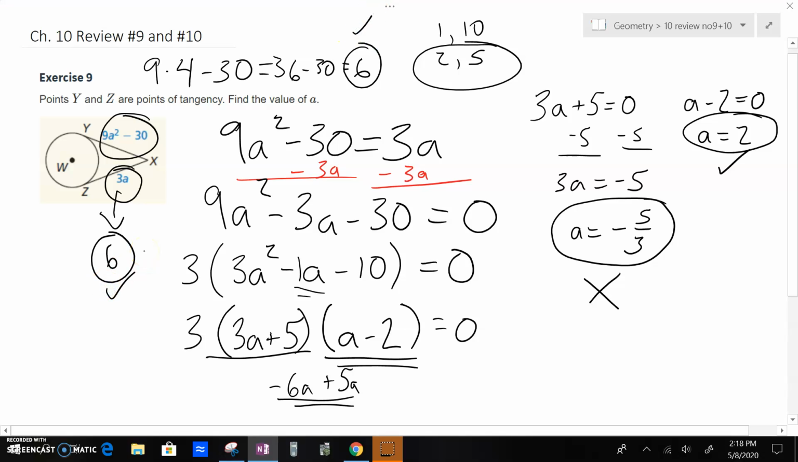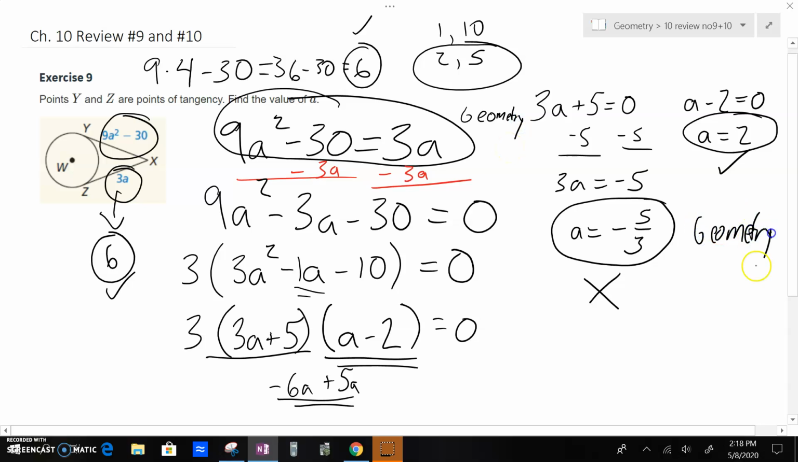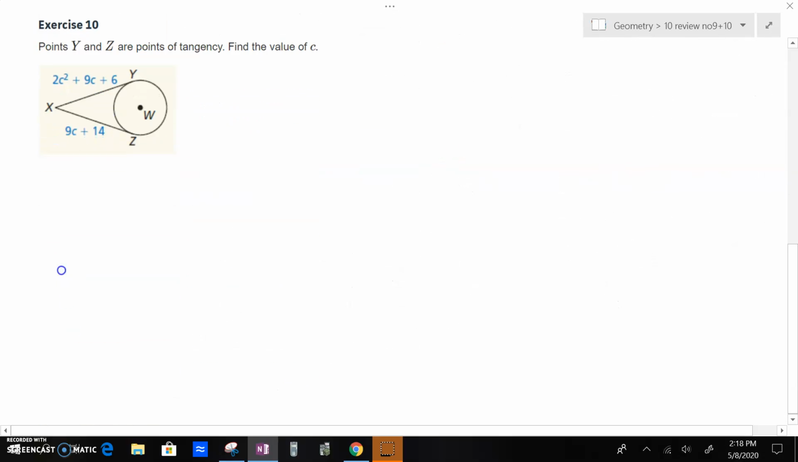Set the two pieces equal, and in all honesty, that's the only geometry step. So I'll say geometry. The rest is algebra. I guess, technically speaking, making the decision to only use the positive would be a geometry step, technically. So that is number 9. Number 10 is really similar, so let's take a look at it.